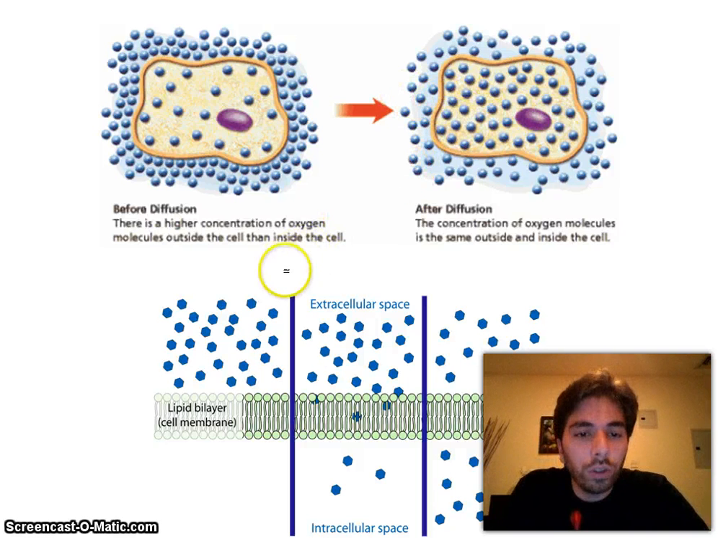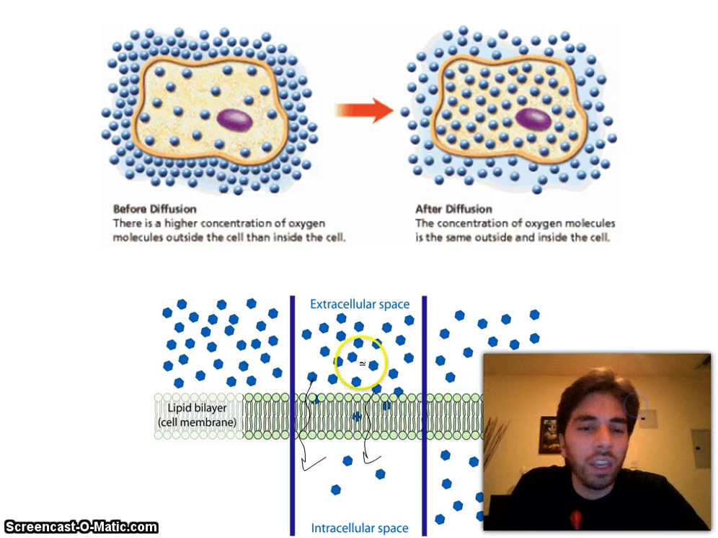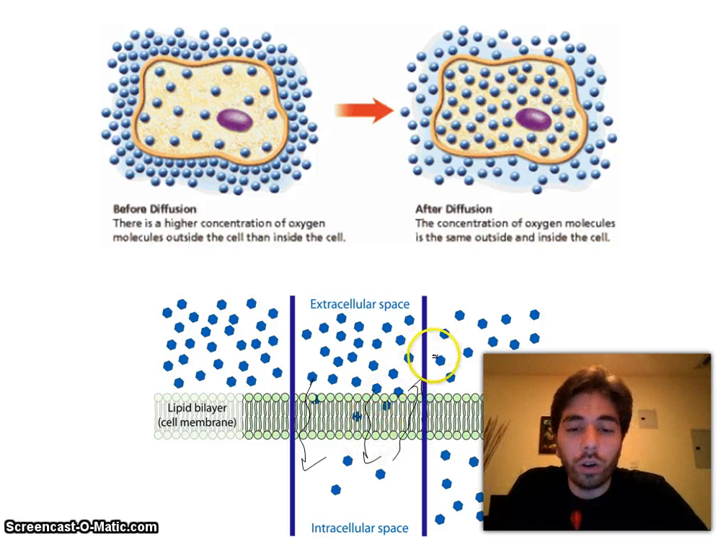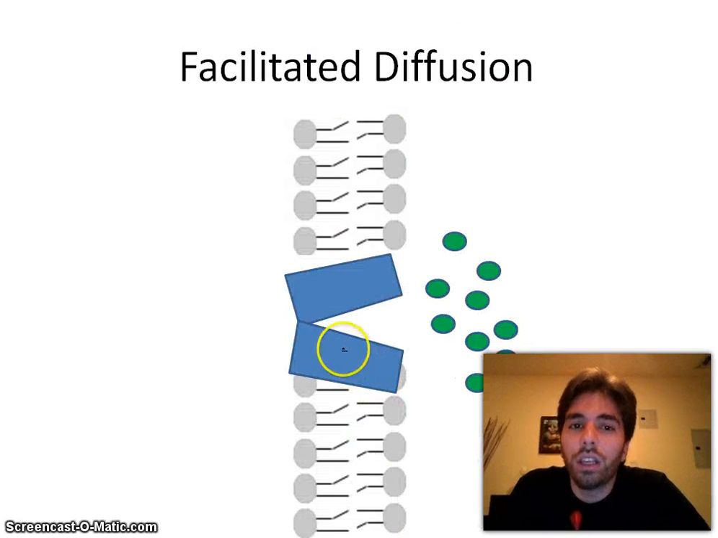It's simple diffusion when the substance can easily pass through the cell membrane without the need of any help. So they can squeeze themselves between those phospholipids until they are equally spaced. Examples of these molecules are oxygen and CO2. Oxygen and CO2 can just pass through the cell membrane, whether in or out of the cell, so they don't actually need help.